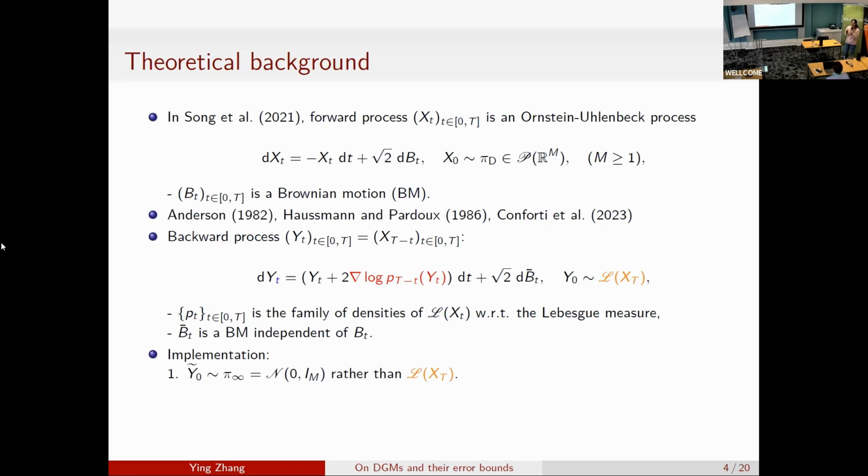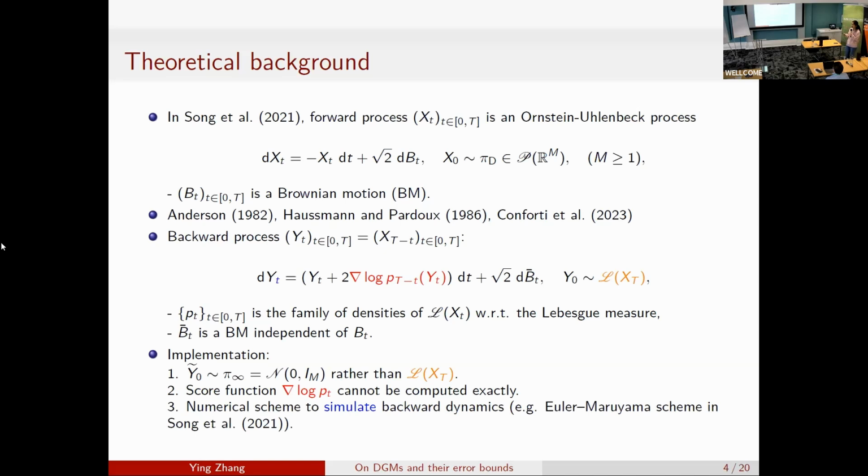So we want to use the backward procedure to generate new samples, but in practice, instead of starting from this law of xt, we start from the Gaussian noise because the law of xt is usually unknown, and it is also much easier to sample directly from the standard Gaussian distribution. And secondly, this score function related to the forward process is intractable and cannot be really computed explicitly. So here we want to use some approximating function to approximate this score. And this corresponds to the optimization procedure involved in the diffusion models.